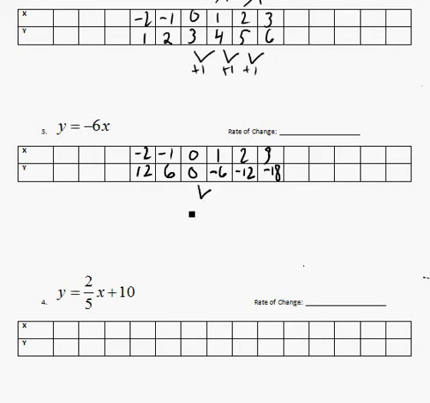So, we'll notice in this case, the y's are decreasing by 6 when the x's increase by 1. So we would say the rate of change is negative 6 y's per 1 x, or simply negative 6.